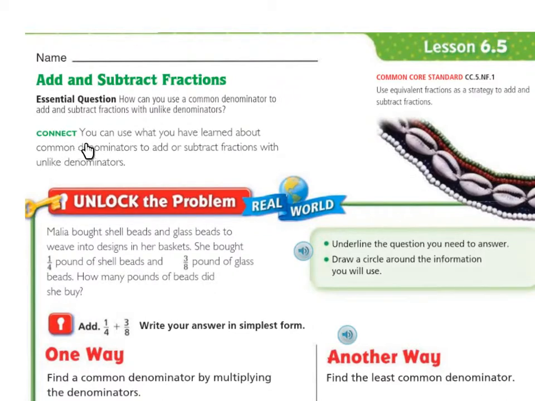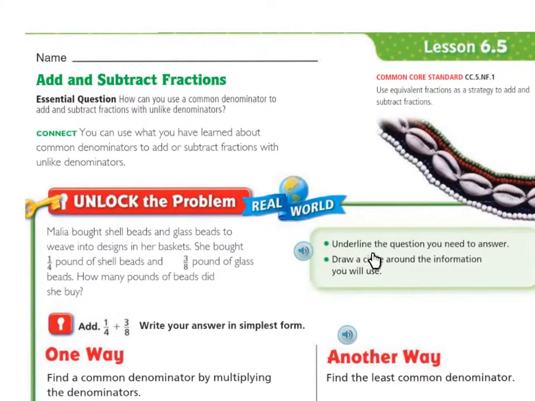Yesterday we talked a lot about common denominators, and today we're going to be using that information to help us add and subtract. Let's unlock the problem. Malia bought shell beads and glass beads to weave designs in her basket. She bought 1/4 pound of shell beads and 3/8 pound of glass beads. How many pounds of beads did she buy?